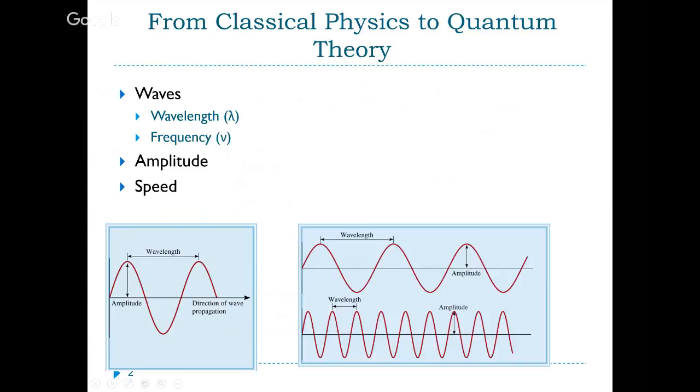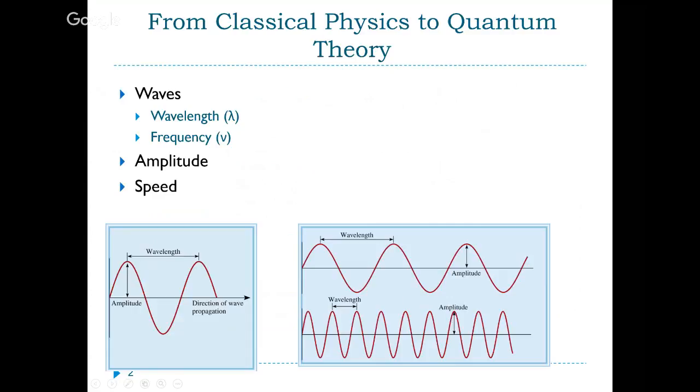The amplitude of your wave is simply how high your wave is, measured from the midline to the top or to the bottom. So that tells you amplitude. And the speed of your wave is going to come from multiplying your wavelength times your frequency. So that's how fast your wave goes.